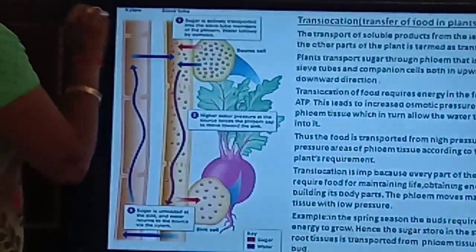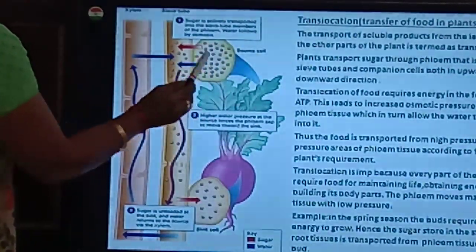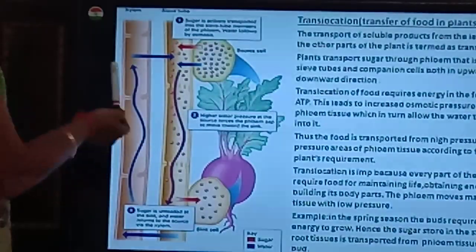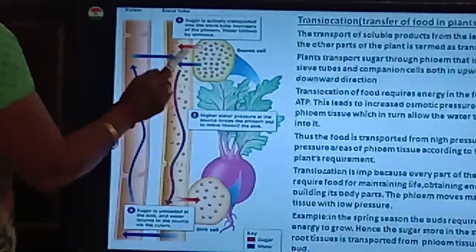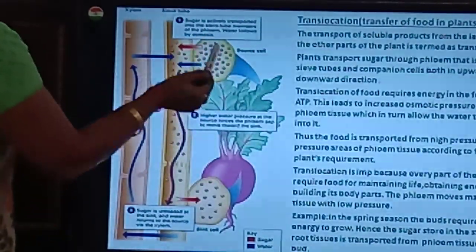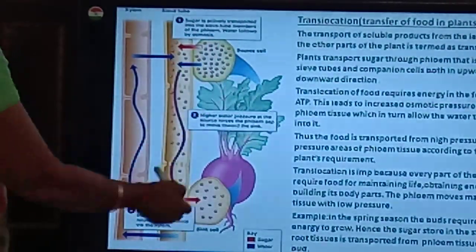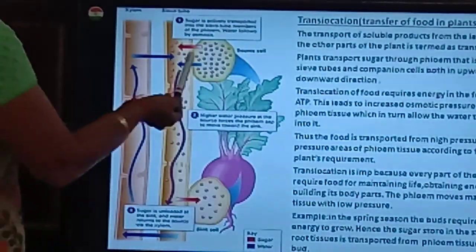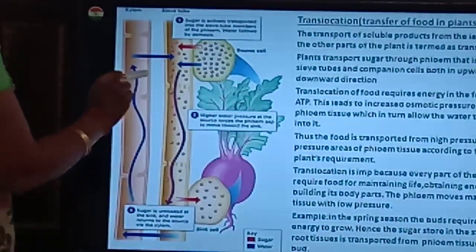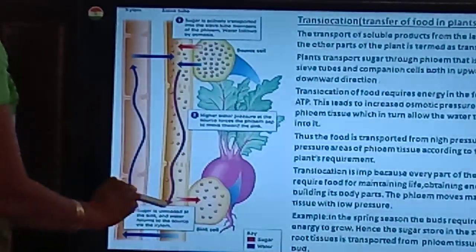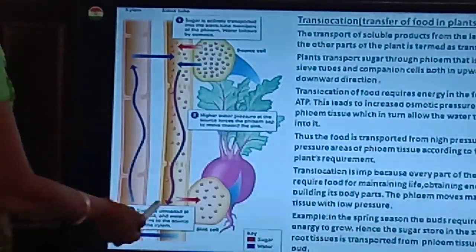So when energy is needed in the form of ATP, there is some osmotic pressure increasing in the phloem tissue, which in turn allows water to move into it by osmosis. So the food is transported from high pressure to low pressure areas of phloem tissue. So wherever the plant needs, it moves.